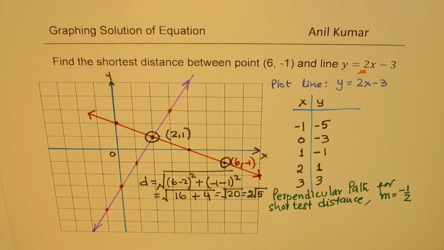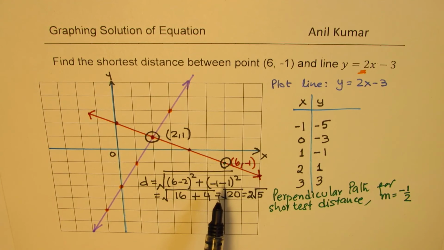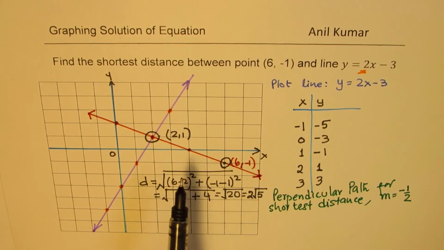So using a graph, we can fairly find the distance between the point and the line as shown here, correct? So that is how we can do it. I hope the steps are absolutely clear.